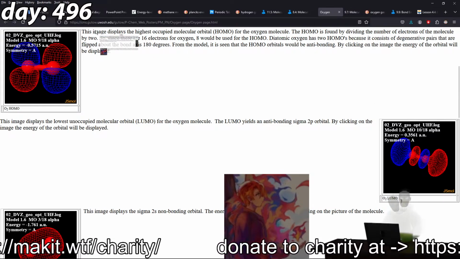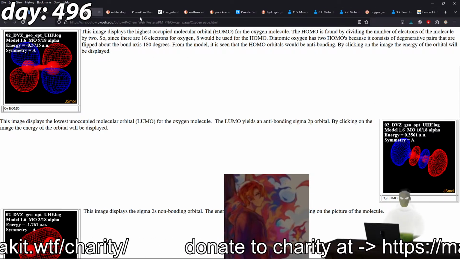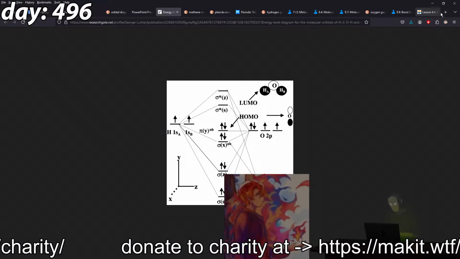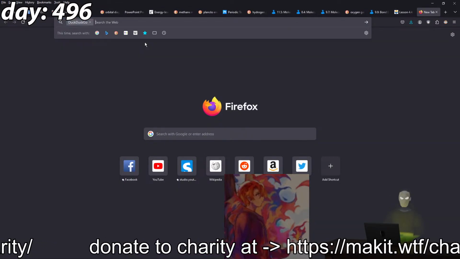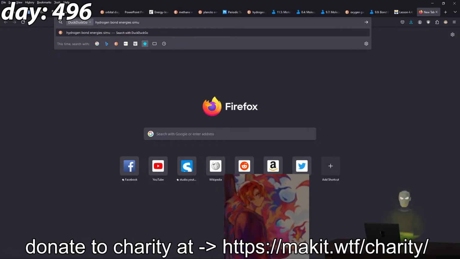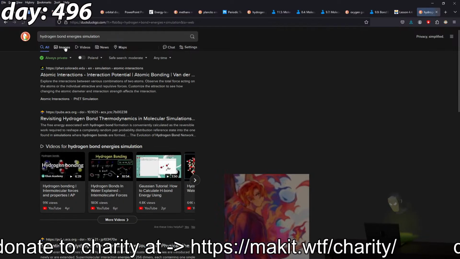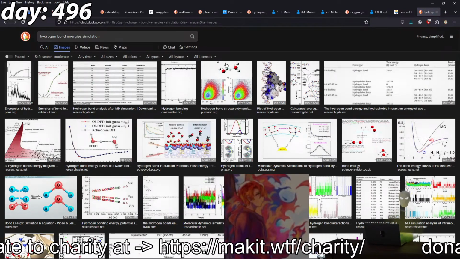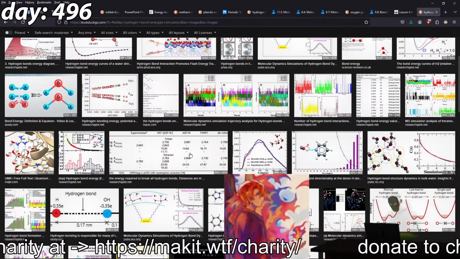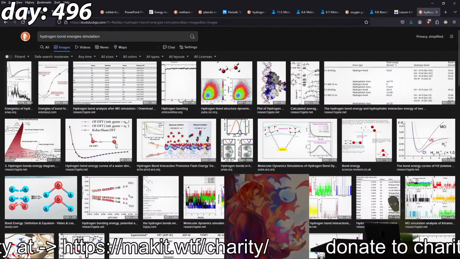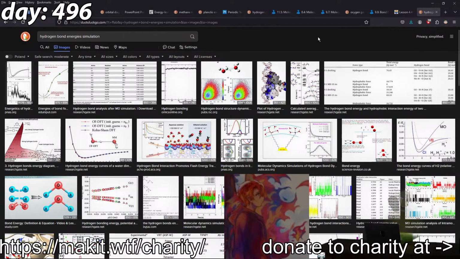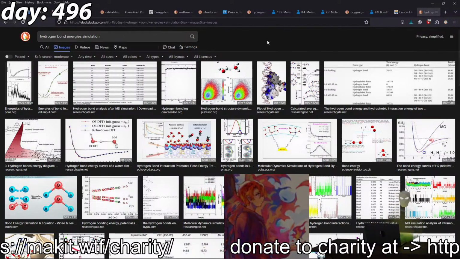You know what? Yeah, I think this is it for the oxygen. Why can I not find a single one for hydrogen though? That's just a bit weird in my opinion. Hydrogen bond energies in a simulation. It feels like hydrogen would be the simplest one, wouldn't it? There you go. I found one. Oh no, that's not what I'm looking for. I'm looking for this one, except with the energies.